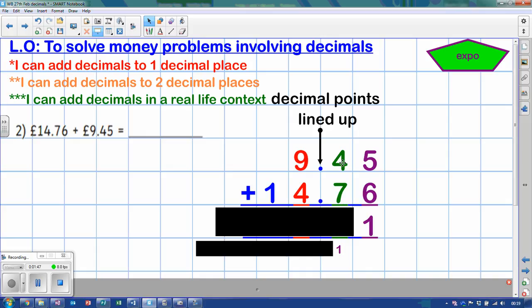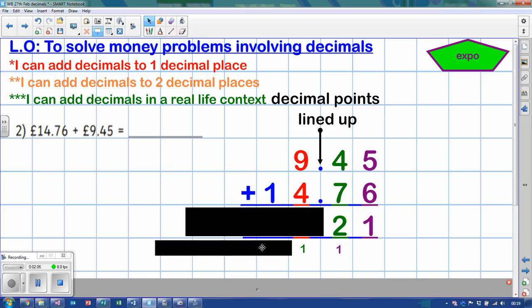Now I'm going to add the tenths column. 4 tenths add 7 tenths would give me 11 tenths, but I've got another tenth here, so that is 12 tenths. So the 2 tenths I can put in there, but the 10 tenths I've got to carry forward into the units column. Now I've got 9 units, add 4 units, add another 1 unit. That gives me a total of 14 units.